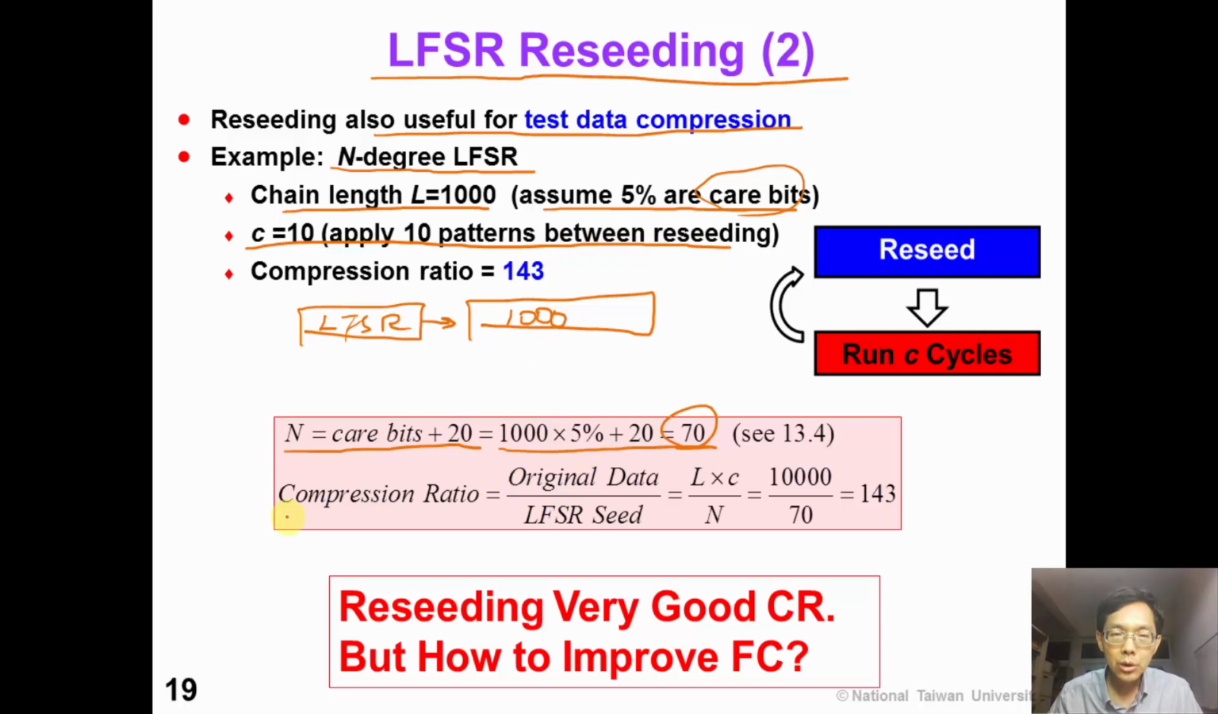So the compression ratio would be the original data volume divided by the LFSR seed size, which is 1000 times 10 divided by 70. So we have a 143 compression ratio. This is a very, very large number. So reseeding is actually very good for compression. But if we rely on reseeding, the fault coverage is still the same as the original LFSR. So how can we improve the fault coverage?